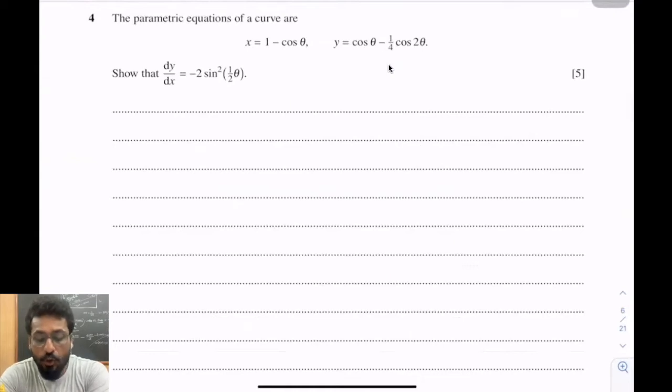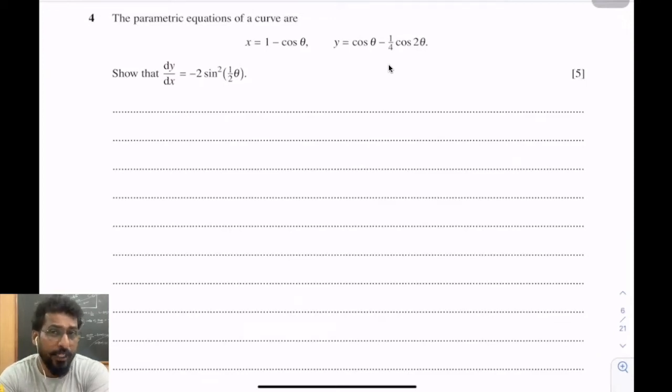The parametric equations of a curve are given to you. I am pretty confident that you already know what a parametric equation is, right? So x and y are both depending on the variable theta. Theta is your independent variable. X and Y are your dependent variables. So as you make any change in theta, there will be a change in X and Y.